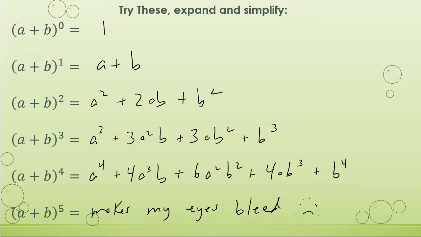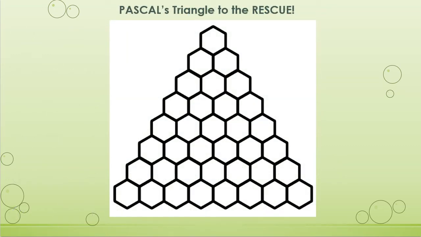So how do we come up with those? The first 3 are easy. Even a plus b cubed's not terrible. But as soon as we get up to the exponents 4, 5, and above, it's really time consuming. It takes up more than one line of your page. Is there an easier way? The answer is yes. We have Pascal's triangle to the rescue.